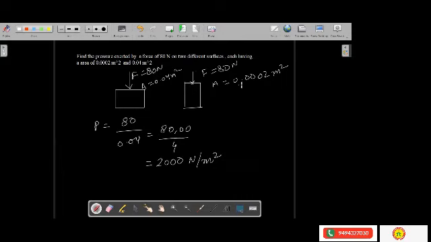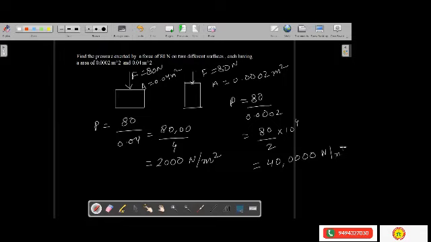If you observe here, you get the pressure as 80 divided by 0.0002. So you will get your answer 80 by 2, and here you have multiplied 10 to the power 4. So you get 40 and 40. So this is the Newton per meter square. This is the pressure exerted by it.